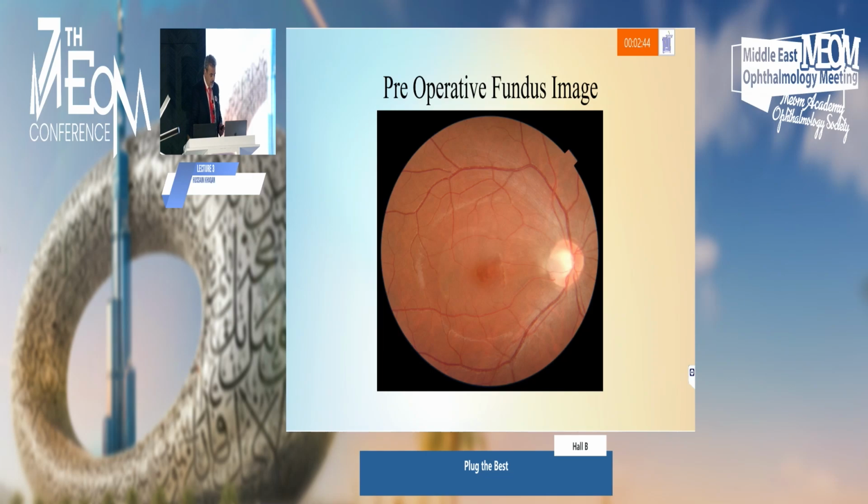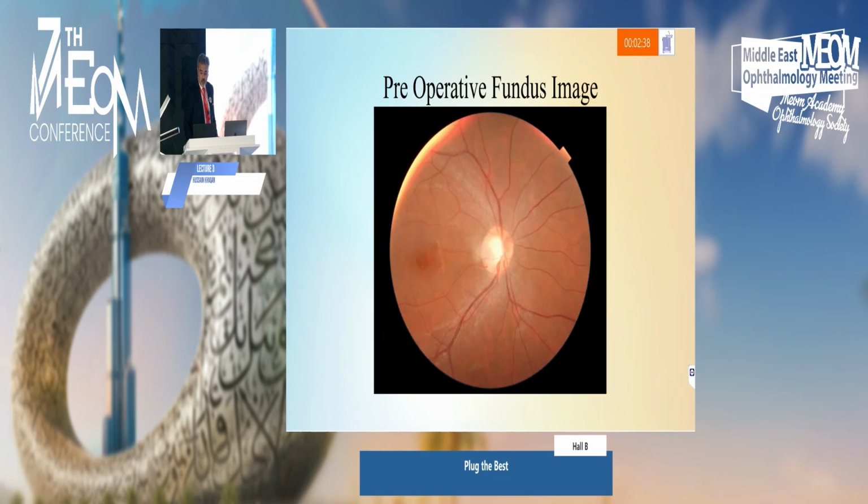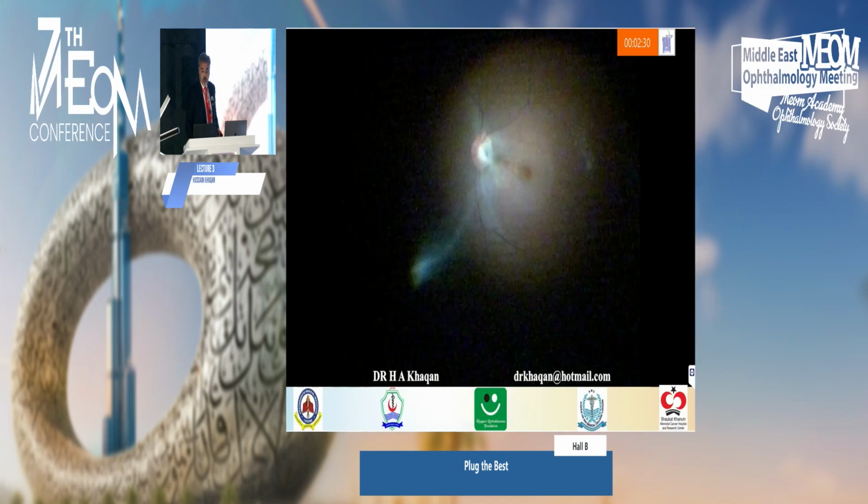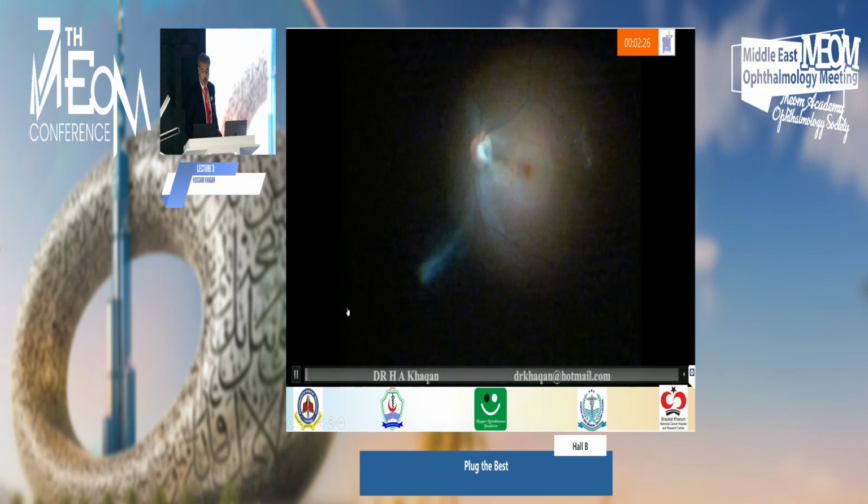So this is how we name the type A. Here you can see the optic disc pit and serous macular detachment. This is the preoperative OCT. You can see the serous detachment of about 2000 micrometers. And here I will show you the surgical procedure.